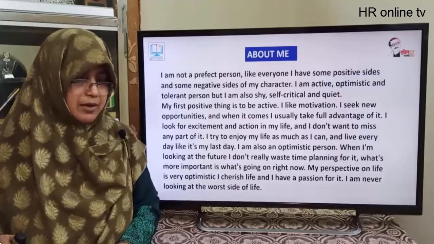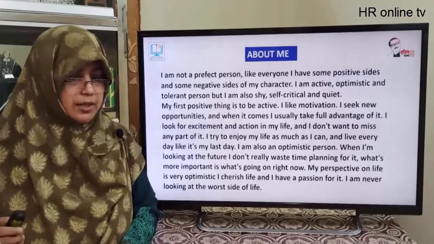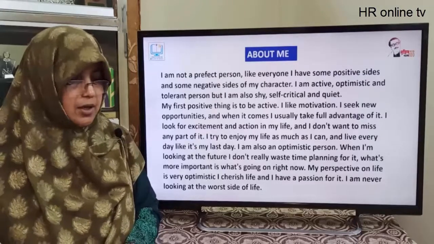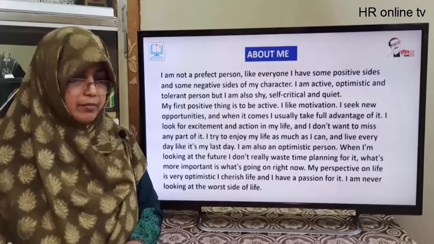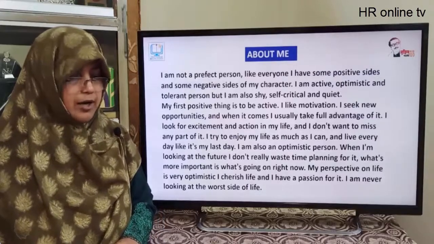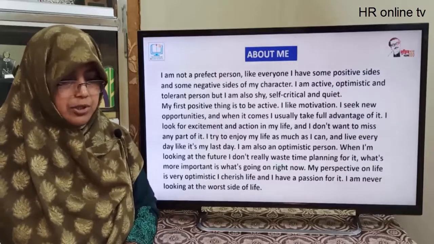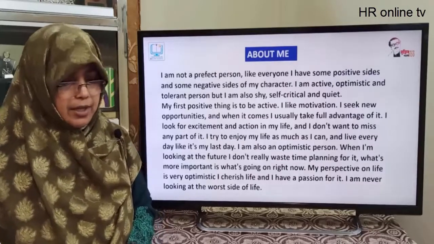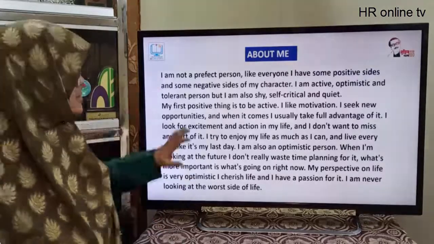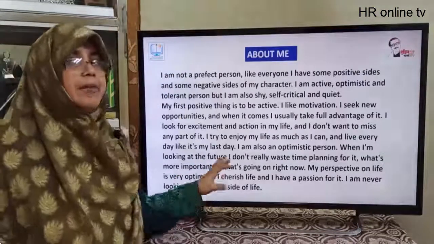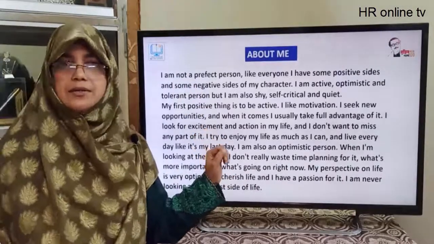I am also an optimistic person. When I am looking at the future, I don't really waste time planning for it. What's more important is what's going on right now. My perspective on life is very optimistic. I cherish life and I have a passion for it. I am never looking at the other side of life. This is the paragraph about me, and in the paragraph we see some positive sentences and some negative sentences.